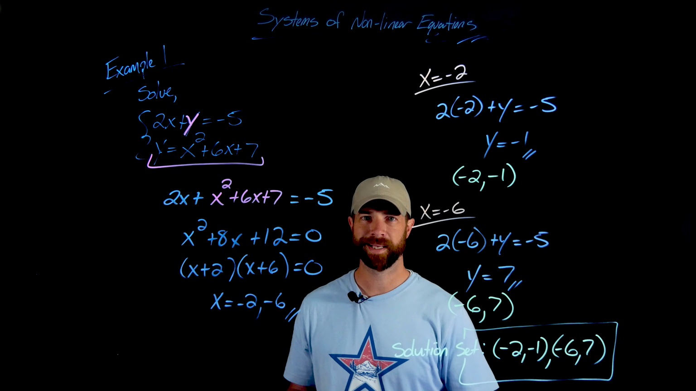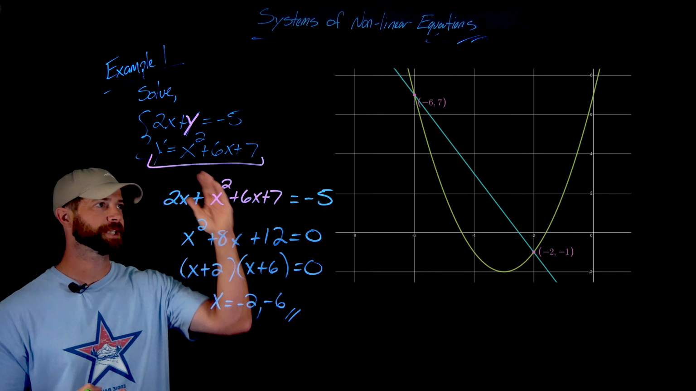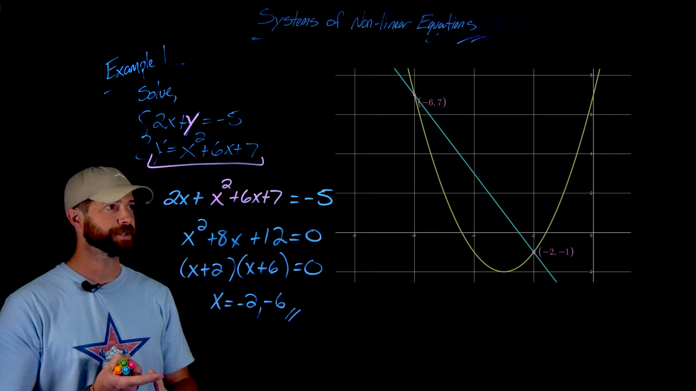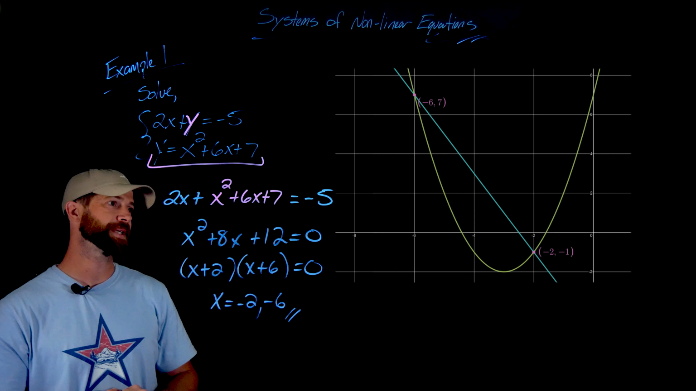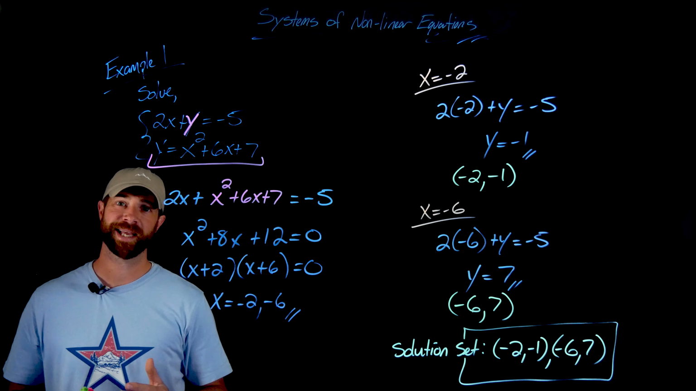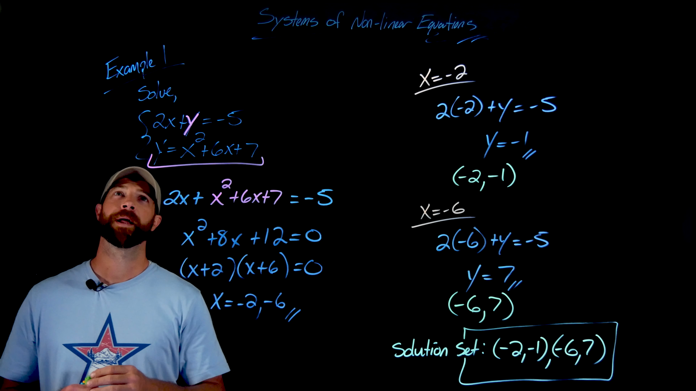And just to tie things together real fast, let's look at the graphical representation. Here, as we would expect, we have a linear equation and a parabola being intersected. The first solution that we see here is at (-6, 7), and the second solution that we see is at (-2, -1).